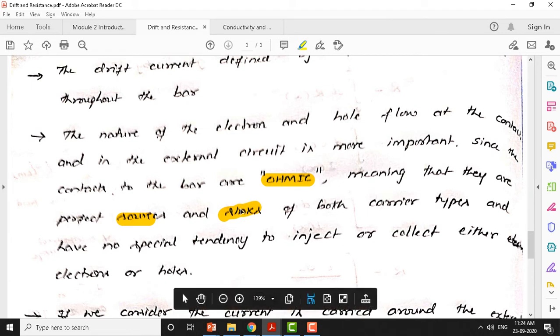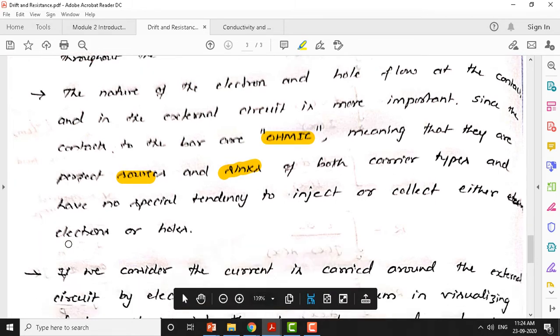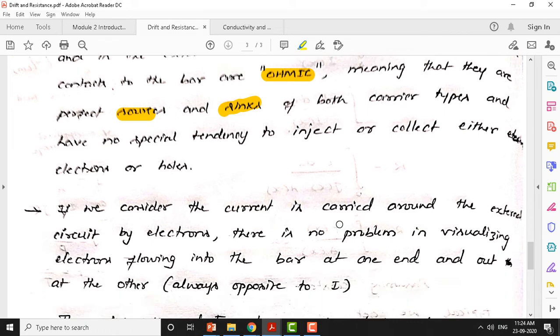This applies for both the carriers, because at one end of the bar, electrons are entering and holes are leaving. That's why it is labeled as source and sink. It applies to both electrons and holes. Otherwise, if they are not perfect ohmic contacts, then they dissipate some energy at the contact potential here.